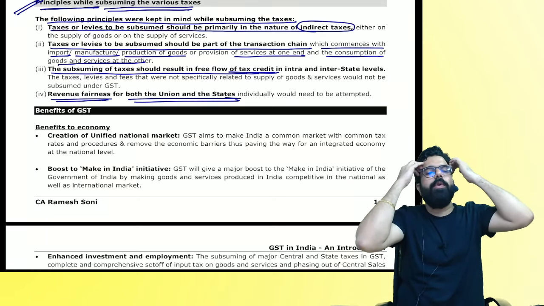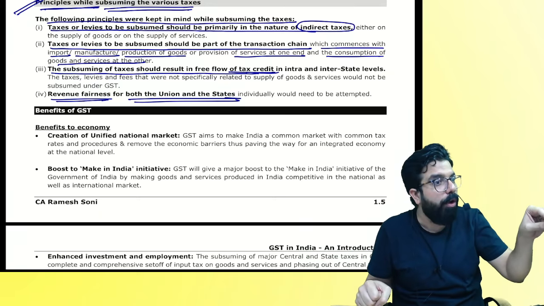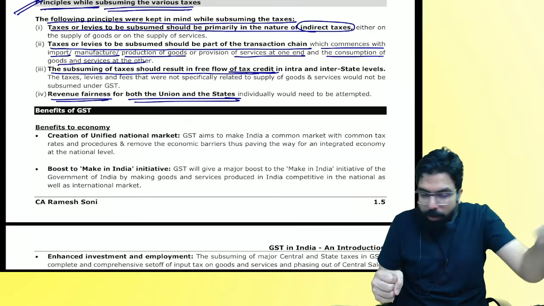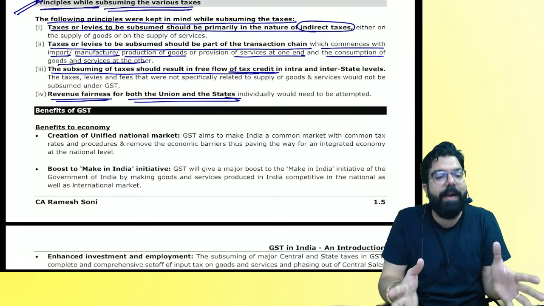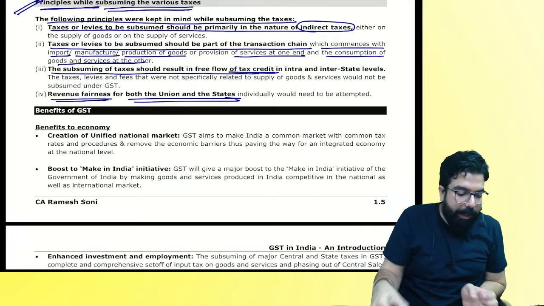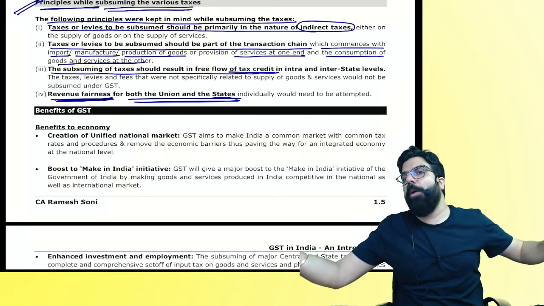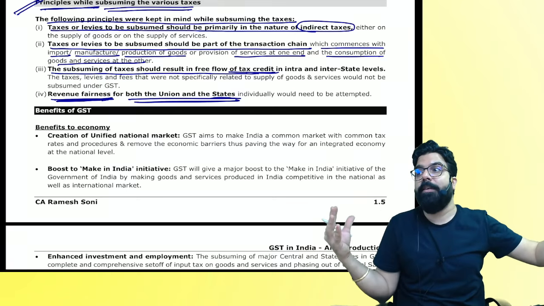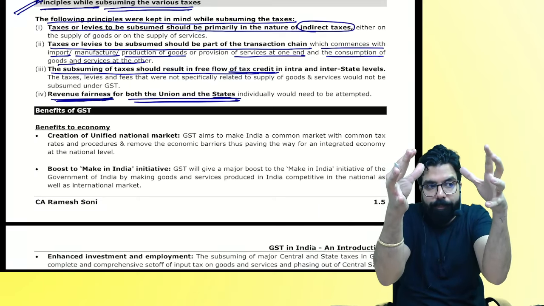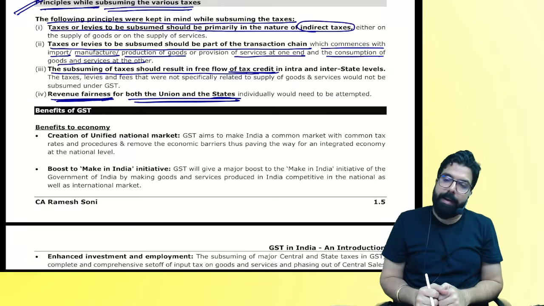Revenue fairness for both union and state. When they were doing the subsuming, they told the central government, give your 5 taxes. State government, you give only 2. Or they told the state government, you also give 5. It should result that an equal amount of taxes is taken from both of them, put in the fire, and what should come out, which will be divided between both of them equally. So they are telling revenue fairness for both union and state. It means if the central government gave up its 1 lakh crore of taxes, the state government also should give up its 1 lakh crore of taxes, and what should come out now? GST. And GST will be divided between both of them equally. Are we clear, everyone?